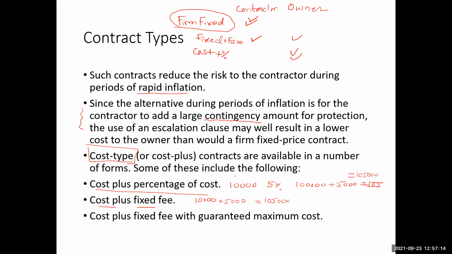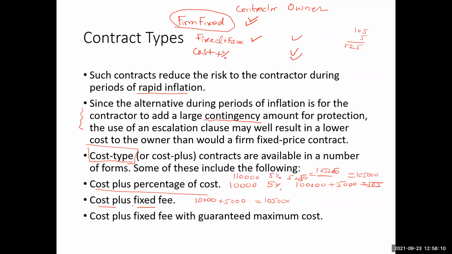Of course, same in those situations. But in the first case, if the cost was 110,000 and the fee is 5%, so the fee amount will be how much? 5% of 110,000 will be 5,250. So the owner will pay 105,250.